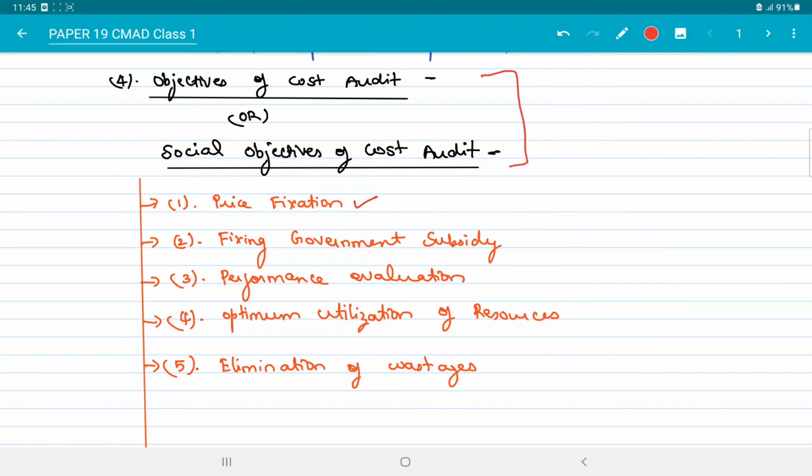Performance evaluation. Cost audit helps in evaluating the performance of an entity by comparing with the same level of OEM, the same level of company, keeping a benchmark, and comparison is made to ensure the company is performing in the best manner. So performance evaluation. Optimum utilization of resources.